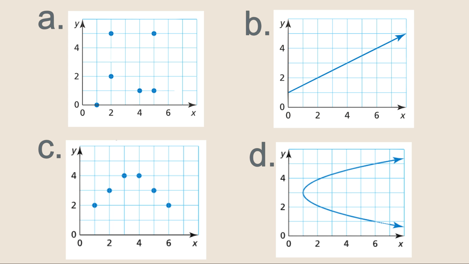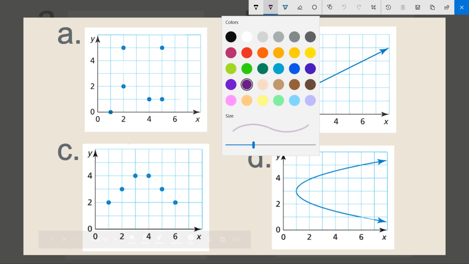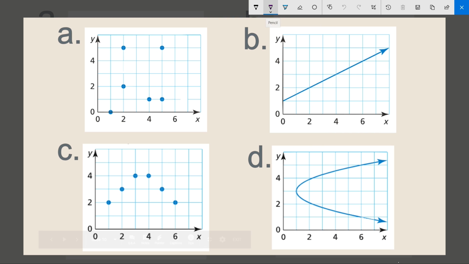Okay, so if we look at these options, which ones are functions, which ones are not functions? The vertical line test is super useful if you have a graph. Let's get a different color. Let's get red. I like red. Okay, so this first one is not a function. It doesn't pass the vertical line test.